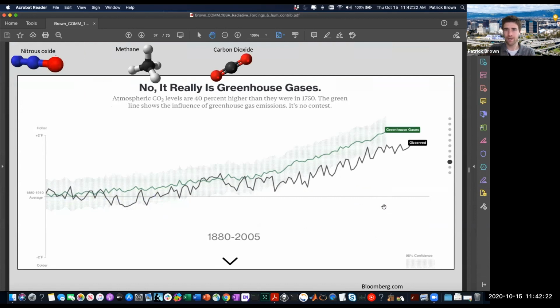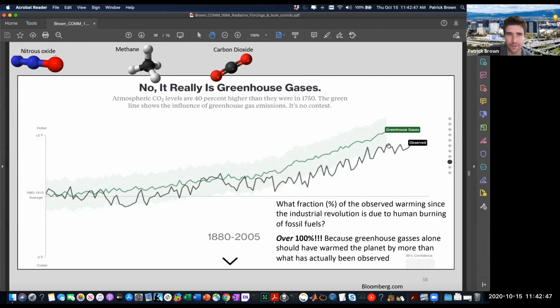And so this is another way of showing that greenhouse gases are more than 100% responsible for the warming that we've seen. If you put together nitrous oxide, methane, and carbon dioxide, our major greenhouse gases, and you put that into a climate model, it says that we should have seen more warming than we've actually seen. And so if you were to do the fraction, if you were to say, okay, it's warmed 1.8 Fahrenheit since 1880, and then what fraction of that is contributed by greenhouse gases, you'd have a larger number there, and so you get over 100% again, doing the same type of calculation. So greenhouse gases are more than totally responsible for the warming that we've seen since the Industrial Revolution.